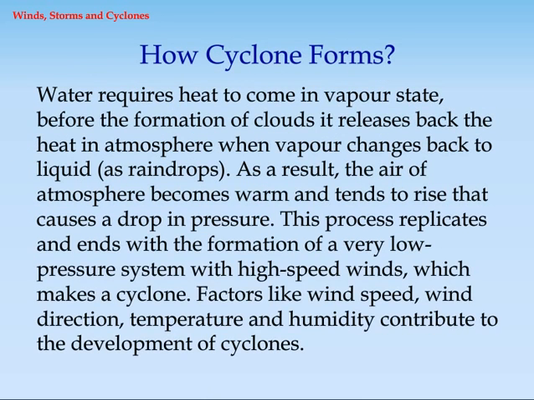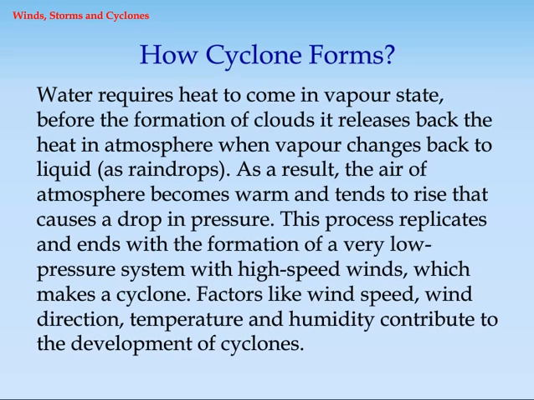How a cyclone forms. Water requires heat to come into vapor state. Before the formation of clouds, it releases the heat back into the atmosphere when vapor changes back to liquid as raindrops. As a result, the air of the atmosphere becomes warm and tends to rise, which causes a drop in pressure.